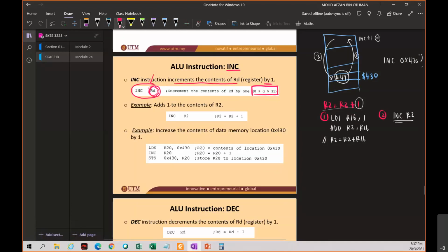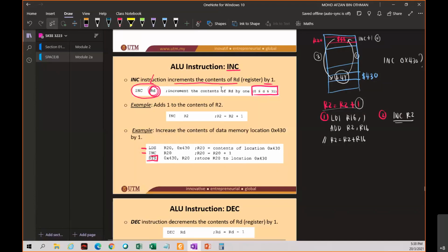Okay, that's why kalau kamu tengok ni, LDS R20, 430, so masukkan dulu value 47 ni dalam R20 and then increment R20 by 1, so 47 tambah 1 dah jadi 48. So this is 48. Okay, so this is R20 and then after that from here you masukkan balik dalam 430 dengan menggunakan STS instruction. Okay, so this is the increment.